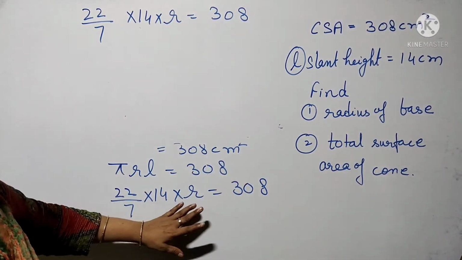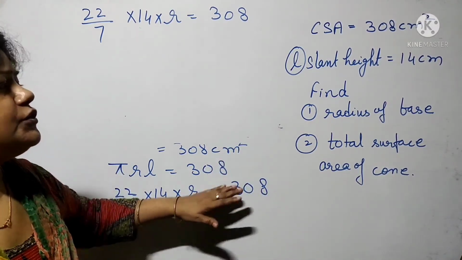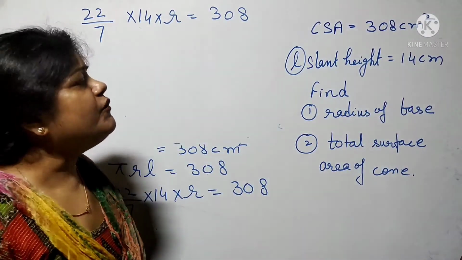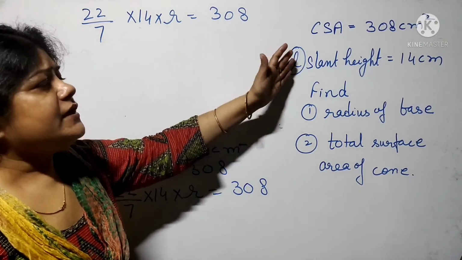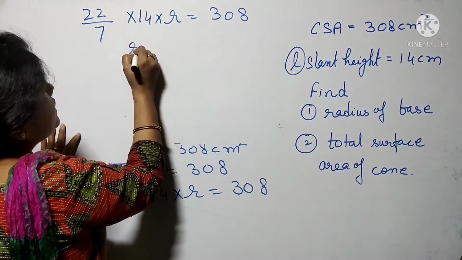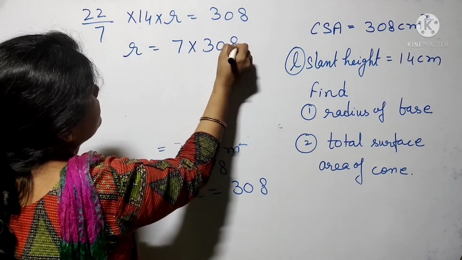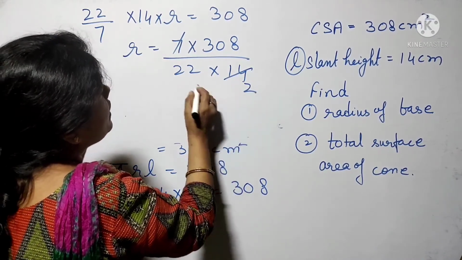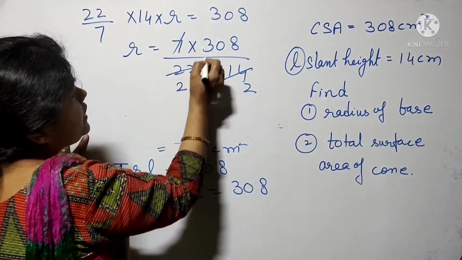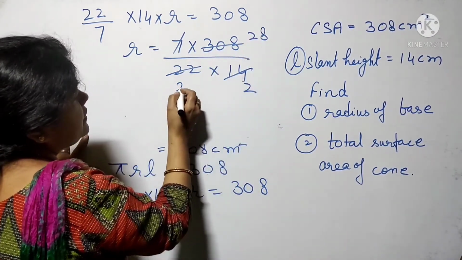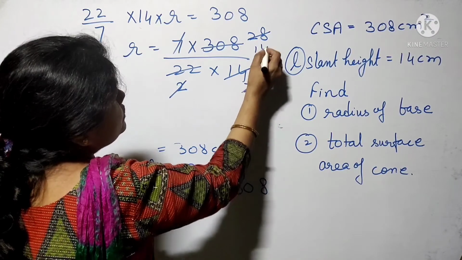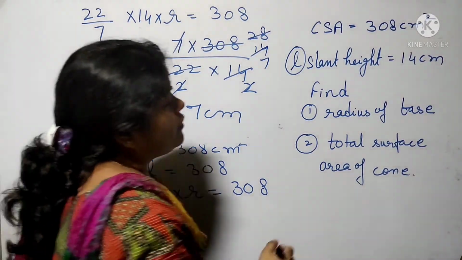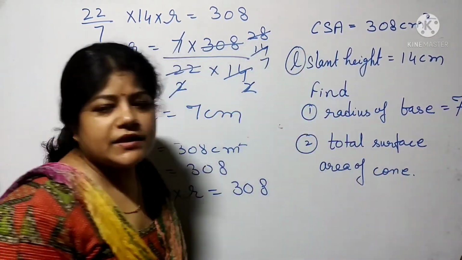We must be very careful about the units before solving the question. It is given in centimeter and the other is also in centimeter, so there is no need to worry. Both the data are in the same unit. Now radius is equal to 7 into 308 over 22 into 14. Cancelling, we get that the radius is equal to 7 centimeter. So the radius of the base becomes 7 centimeter.